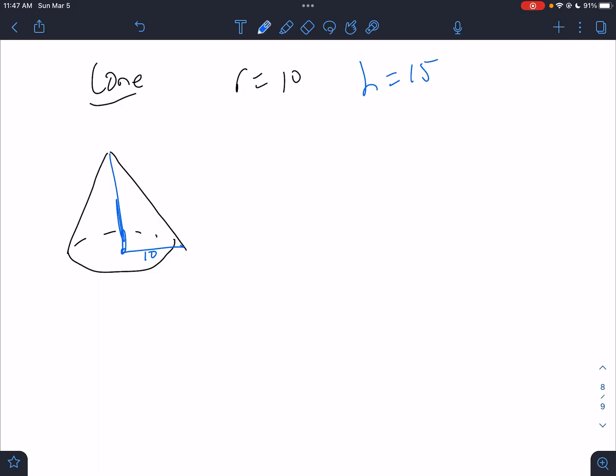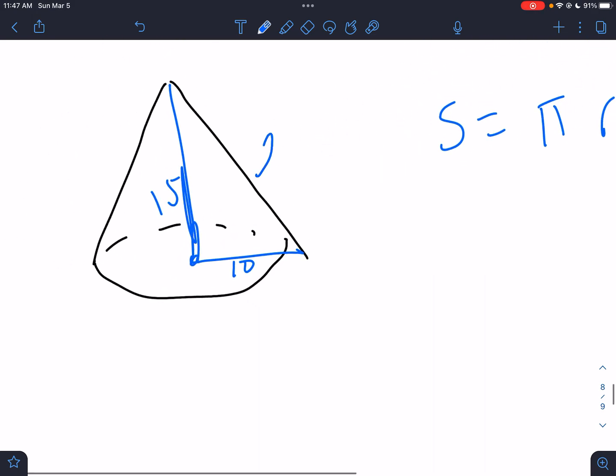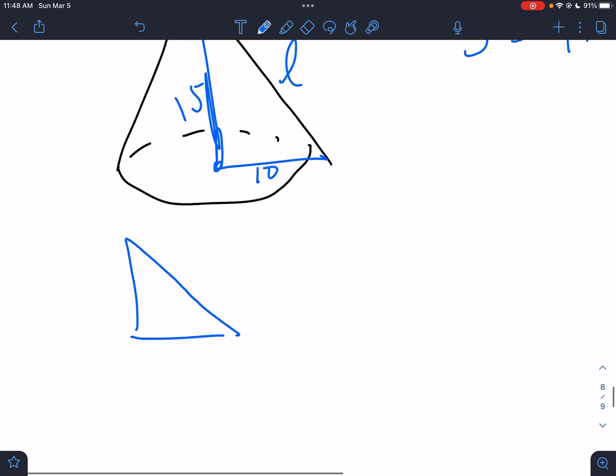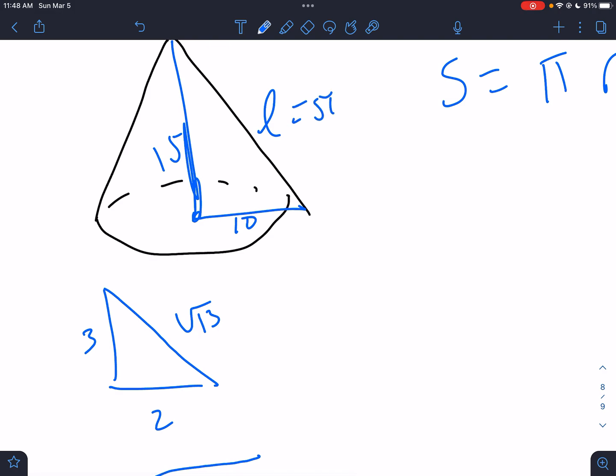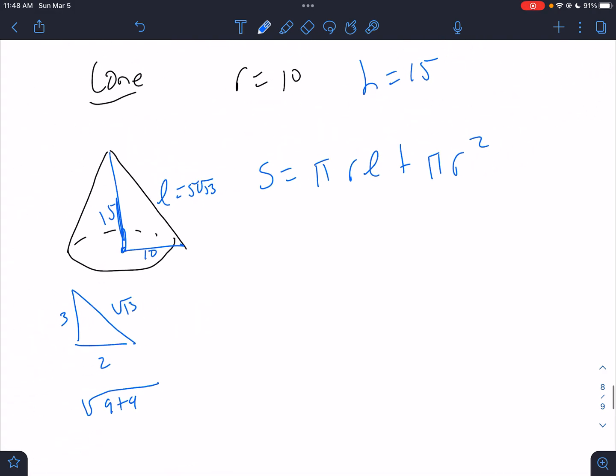That's this number. So if I wanted the total surface area, that would be pi RL plus pi R squared. We would have to get L. This is the slant height. It's the same in every direction. The cone doesn't have a different slant height for different directions. So we work on that right triangle. I would reduce by 5. This would be 2 and 3. So that would be the square root of 9 plus 4. That's the square root of 13. Times 5 would be 5 root 13. So I have the slant height now.